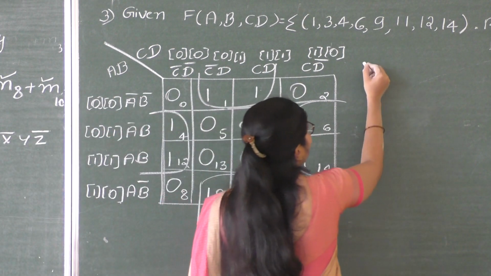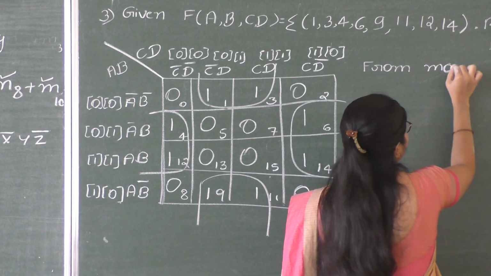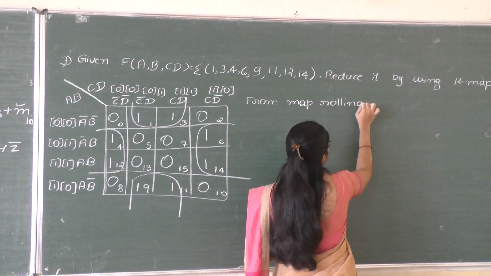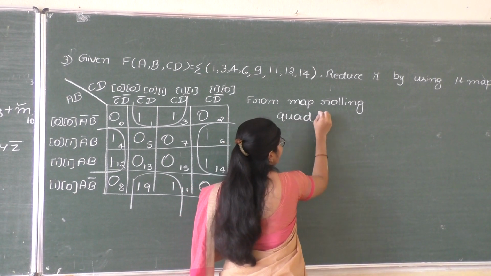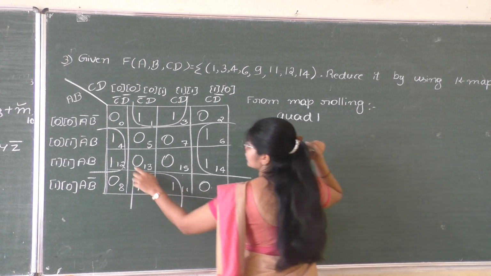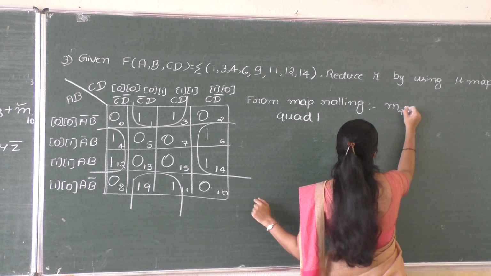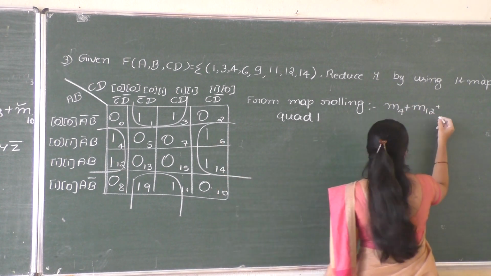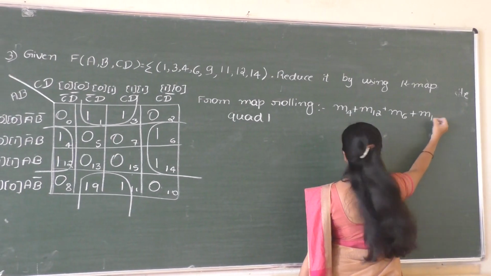Okay, now from map rolling quad 1, M4 plus M12 plus M6 plus M14.